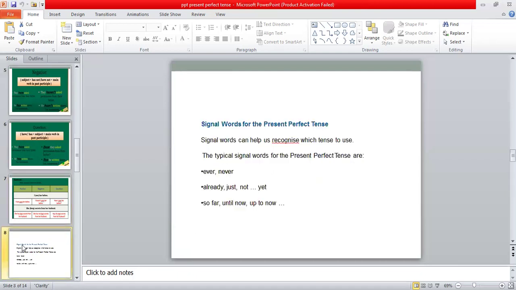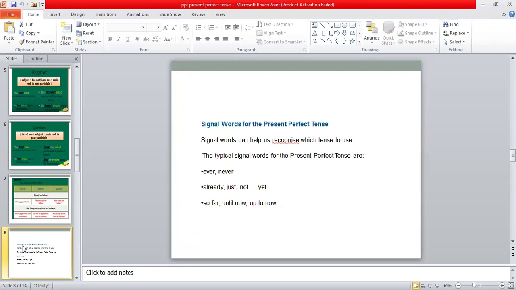Now, students, the most important thing is the signal words for the present perfect tense. Signal words can help us recognize which tense to use. I always tell you that you always have a signal word in a sentence, a key word, which tells us which tense you have to use in order to change the verb of the sentence. Most of the students get confused in the sentences.